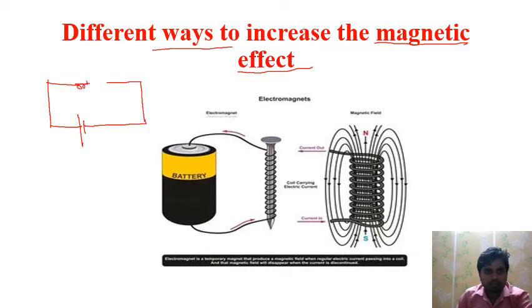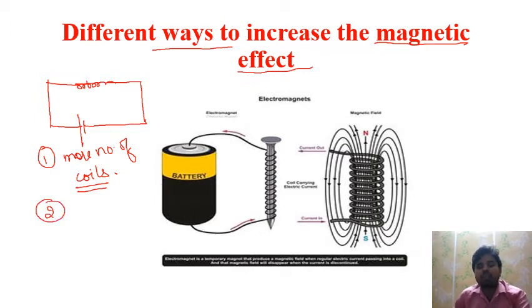Yes, who will tell me? By observing this also you can see here. Okay, so to increase the magnetic effect, what should we do? We should first of all make more number of coils. Okay, more number of coils. And the second most important thing is that to increase the magnetic effect, if we keep that coil in any iron material, okay, if this coil is wound around an iron material, then the magnetic effect will also increase.